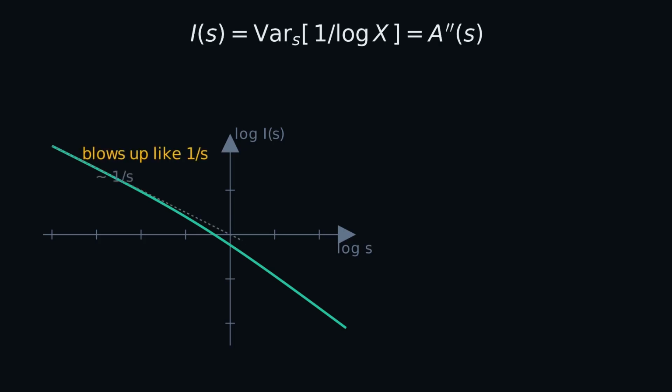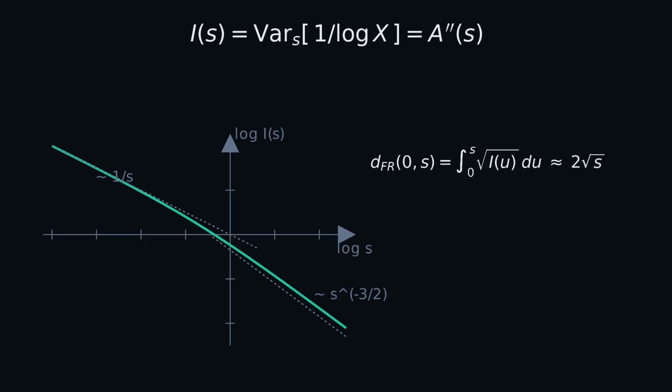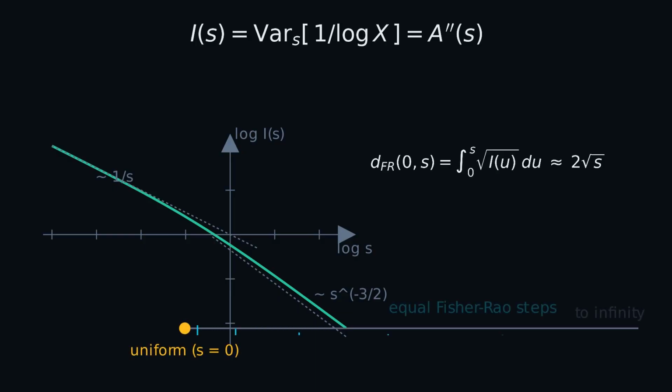Near the uniform edge, that variance blows up like 1 over s. Sounds fatal, but distance is the integral of the square root, and 1 over root s is integrable. So the uniform distribution sits at a finite Fisher distance, about 2 root s close in. The far end is different. Lengths keep accumulating forever as s grows. Our family is a ray with 1 reachable shoreline and 1 infinite horizon.